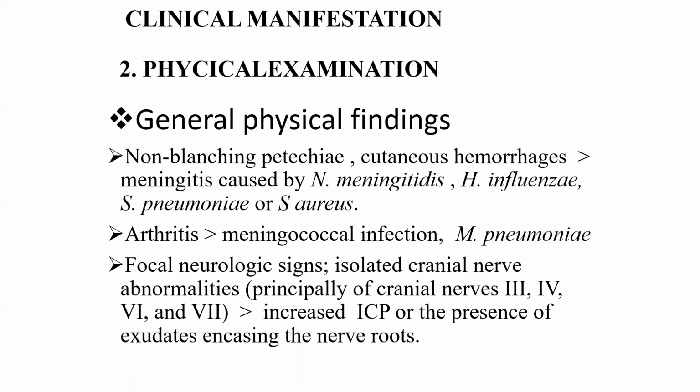So on physical examination, the patient may present with non-blanching petechiae or cutaneous hemorrhages, and this may point to a causative agent such as Neisseria meningitidis. Patients who present with arthritis, it could be suggestive of a meningococcal infection. Focal neurological deficits such as isolated cranial nerve injuries may point to increased intracranial pressure or the presence of an exudate that is encasing a nerve root.